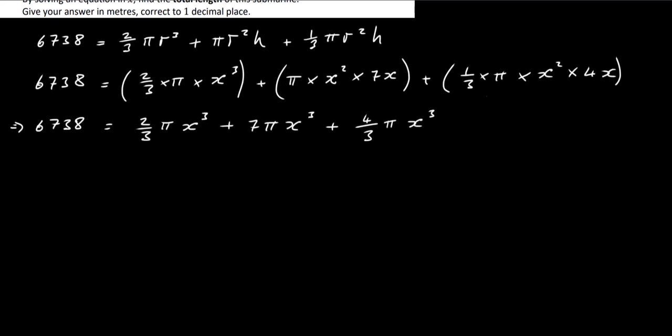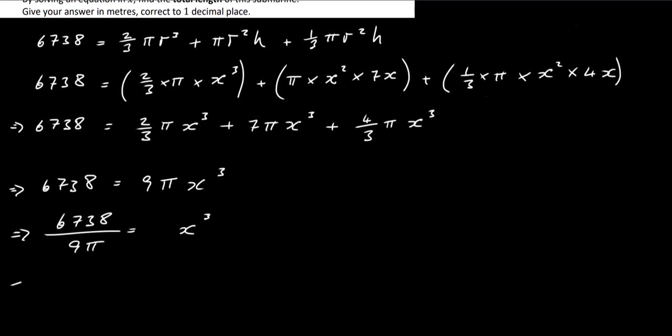Okay, the next thing I'm going to do is just add up these things on the right hand side. On the left hand side I've got 6,738. If you add up 2/3, 7 and 4/3, you will get 9. So it's just 9 pi x cubed. So finally then we have our x, well we'll do x cubed first. That's just 6,738 divided by 9 pi, and then x is just the cube root of that.